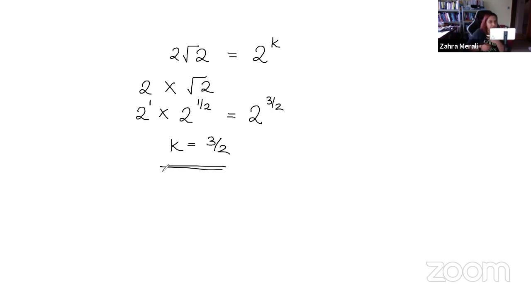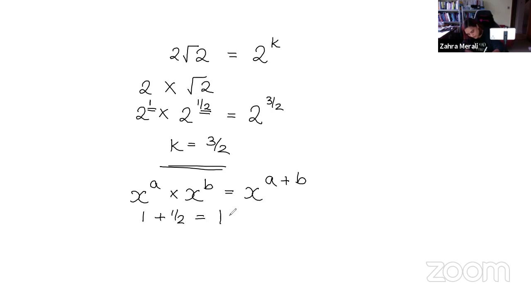You don't get how it's 3 over 2? Okay, my rule is x to the a times x to the b is x to the a plus b. So this is my a, this is my b. We've got 1 plus a half, which gives us 1 and a half. If you like to convert that into a top-heavy fraction, 2 times 1 is 2, plus 1 is 3. So we get 3 over 2. That's where that power comes from. I hope that makes sense.